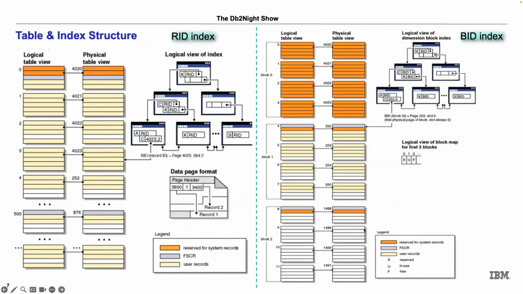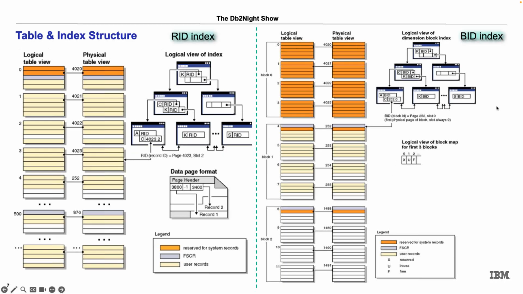Next, this is a review of read index and the bit index. So on the left, you will see a read index which is used in the traditional tables. Each index record has the record ID, which points to the data page. For example, here, 4023 and the slot 2, it points to the data page 4023 and the slot 2.